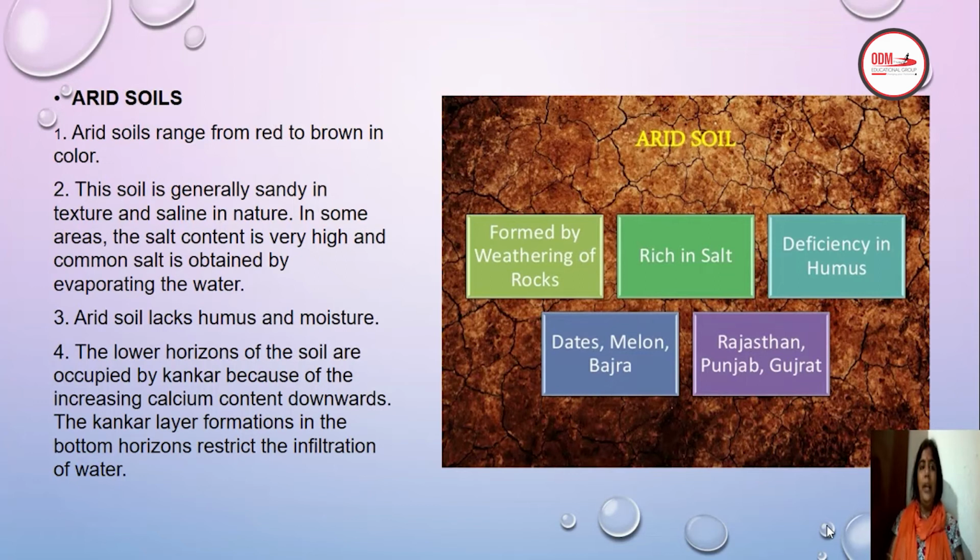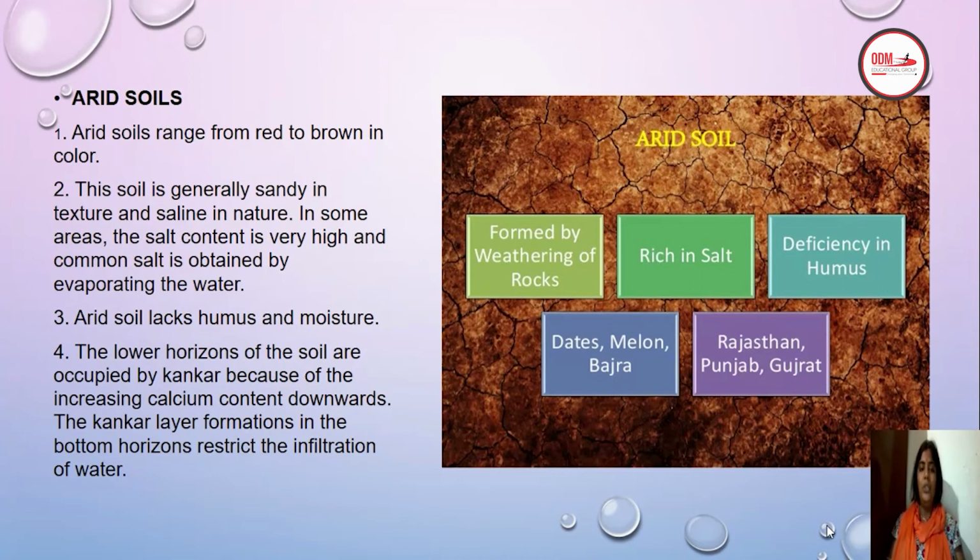The next one is our arid soil. See, arid soil ranges from red to brown in color. This soil is generally sandy in texture and saline in nature. In some areas, the salt content is very high and common salt is obtained by evaporating the water. Arid soil lacks humus and moisture.